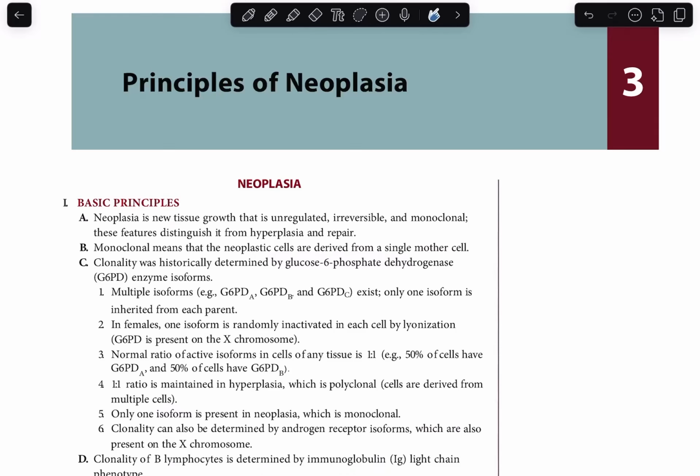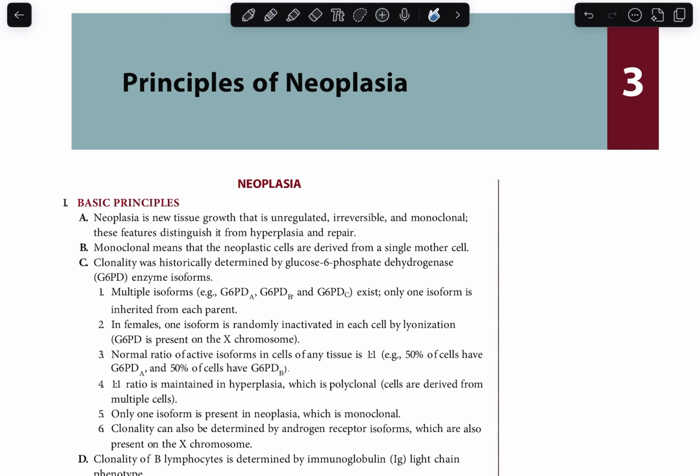Chapter 3, Principles of Neoplasia. Neoplasia. Basic principles. Neoplasia is a new tissue growth that is unregulated, irreversible, and monoclonal. These features distinguish it from hyperplasia and repair. Monoclonal means that the neoplastic cells are derived from a single mother cell.